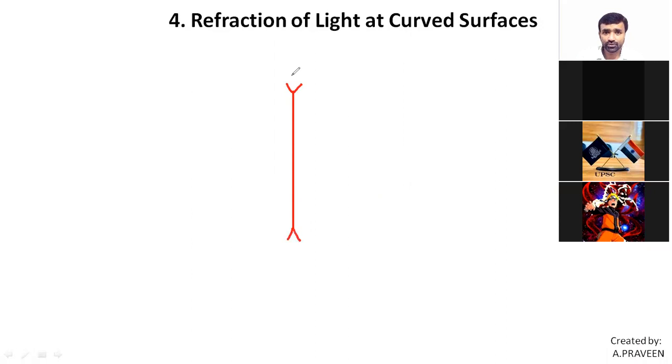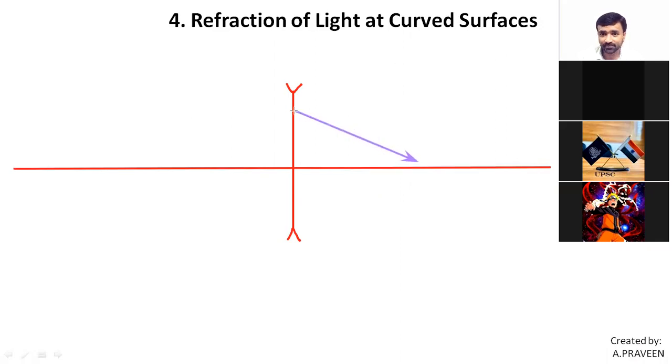Then I'm showing you its original principal axis. Then the behavior of the light ray I'm giving you like this. After the refraction, it exactly passes through the focal point F2 after refraction.